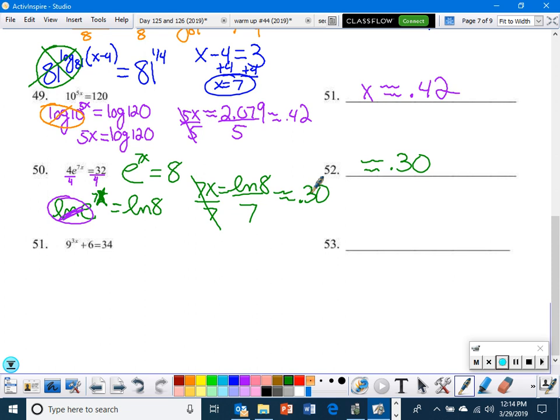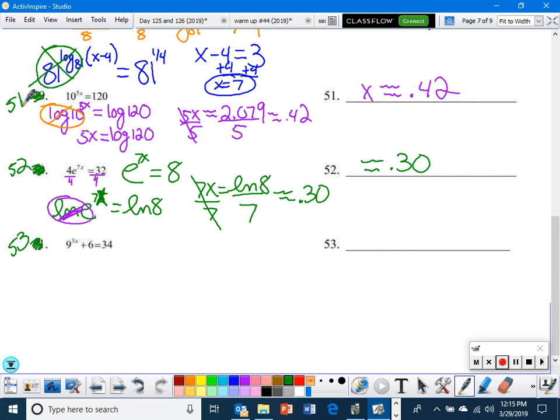Okay, the next one, I see that these numbers are off a little bit here. This was actually problem 52. This was problem 53. This was problem 51. I thought that was already taken care of. All right, so problem 53.